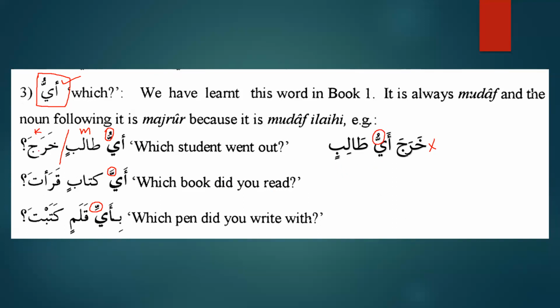So if you want to say it is the doer of kharaja, then it's fine. Kharaja ayyu talibin. However, it should come in the beginning of the sentence. Why? Because it is a question word, and a question word always comes in the beginning of the sentence.